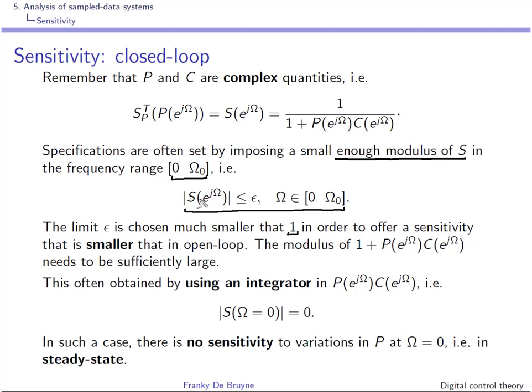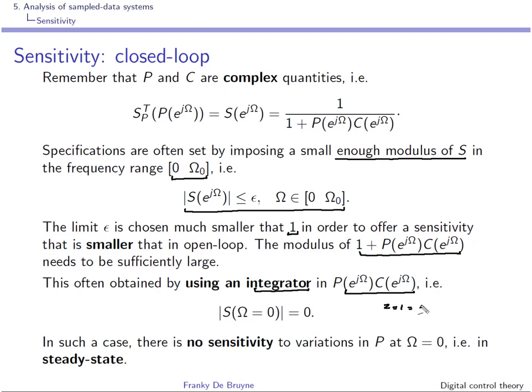So in closed loop, by setting these specifications, we can have a sensitivity in this frequency range that is much smaller than 1. And what we have to do is to make the denominator over here sufficiently large, and this can be achieved by introducing an integrator in the loop gain P times C. If you have an integrator in either the process or the controller, you have a pole in either the process or the controller in Z is equal to 1.